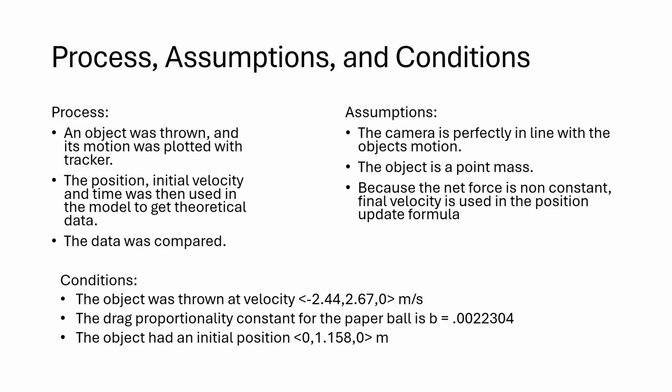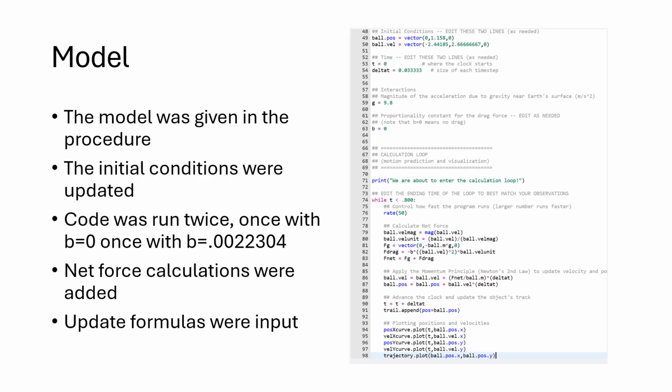Conditions: the object was thrown at velocity of negative 2.44 and 2.670 meters per second. The drag proportionality constant for the paper ball is B equals 0.00222304, and the ball had an initial position of 1.1580 meters. The model was given in the procedure. The initial conditions were updated.